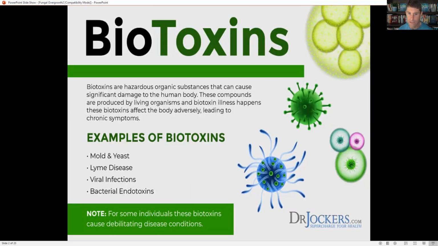So mold and yeast can cause major issues, including a condition called chronic immune response or chronic inflammatory response syndrome, CIRS, Lyme disease, another really common one, viral infections, and then bacterial endotoxins. So certain bacteria release things like lipopolysaccharides, LPS, which creates a very potent inflammatory process in our body.